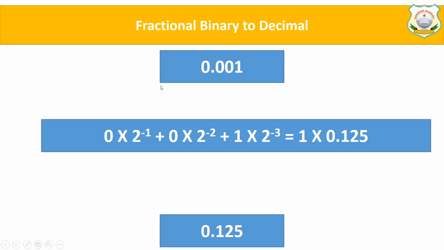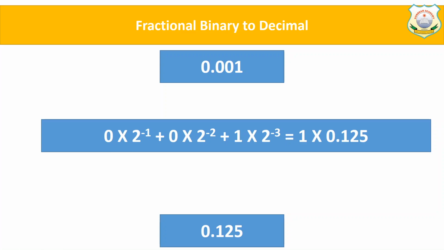Now how are we going to convert the binary to decimal? I have taken the fractional binary number, that is 0.001. Since this is a fractional number, if it would have been a normal binary number, the procedure would be to start from the right-hand side and keep on multiplying by 2 power 0 to n, right? But over here this is a fractional number, so we just ignore this point, so 0, 0, 1. Start from the left-hand side for the fractional numbers.